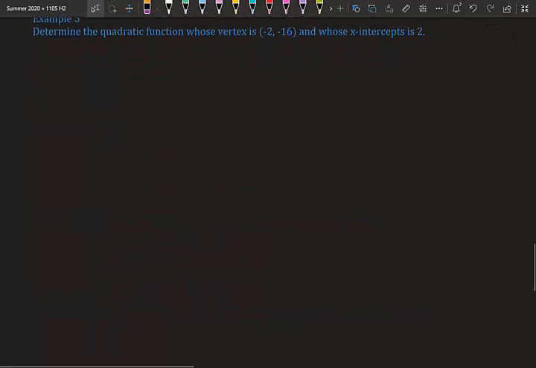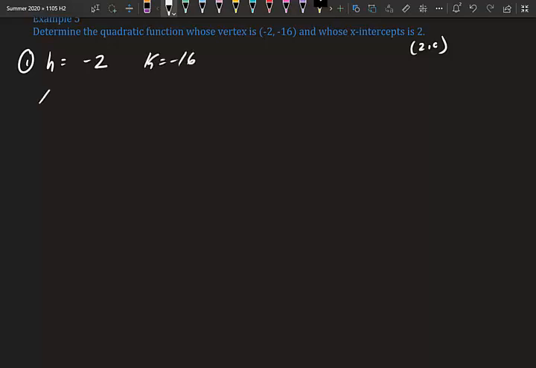Alright, example 5, we get to practice this again. Determine the quadratic function whose vertex is (negative 2, negative 16) and whose x-intercept is 2. The x-intercept is (2, 0). Our first step is to plug it into our formula and find h, k, x, and y. So h is negative 2, k is negative 16, x is 2, y is 0.